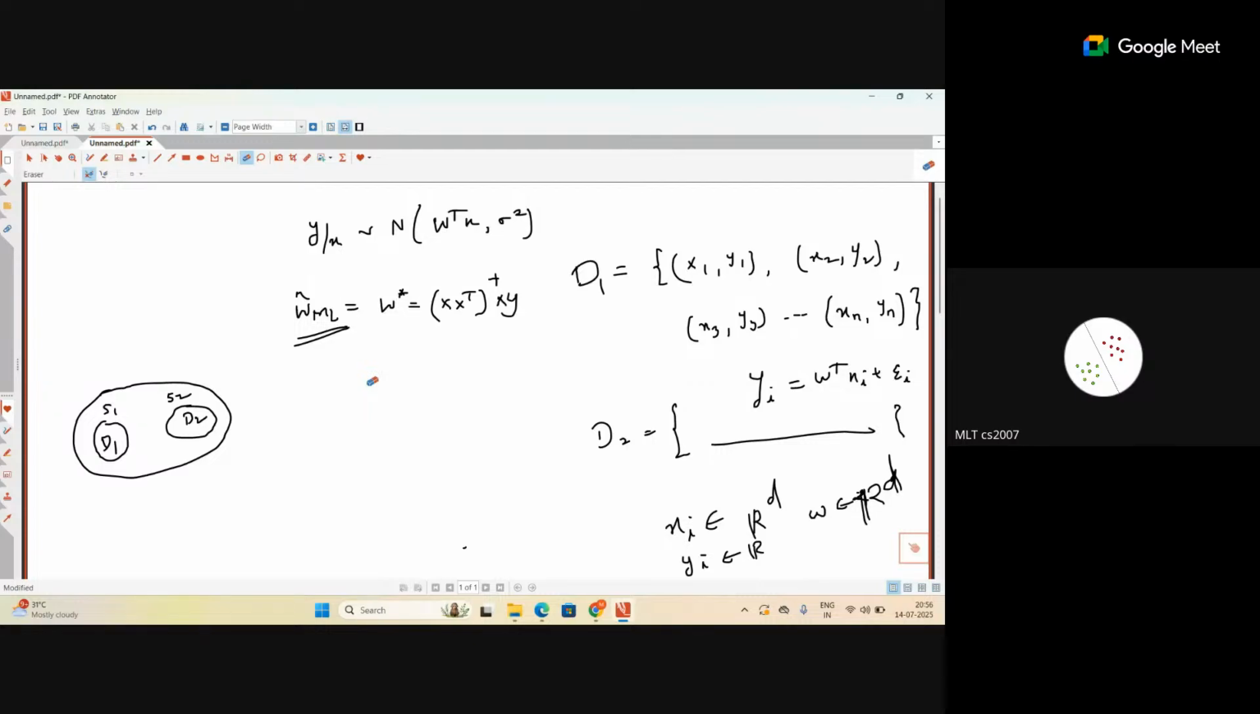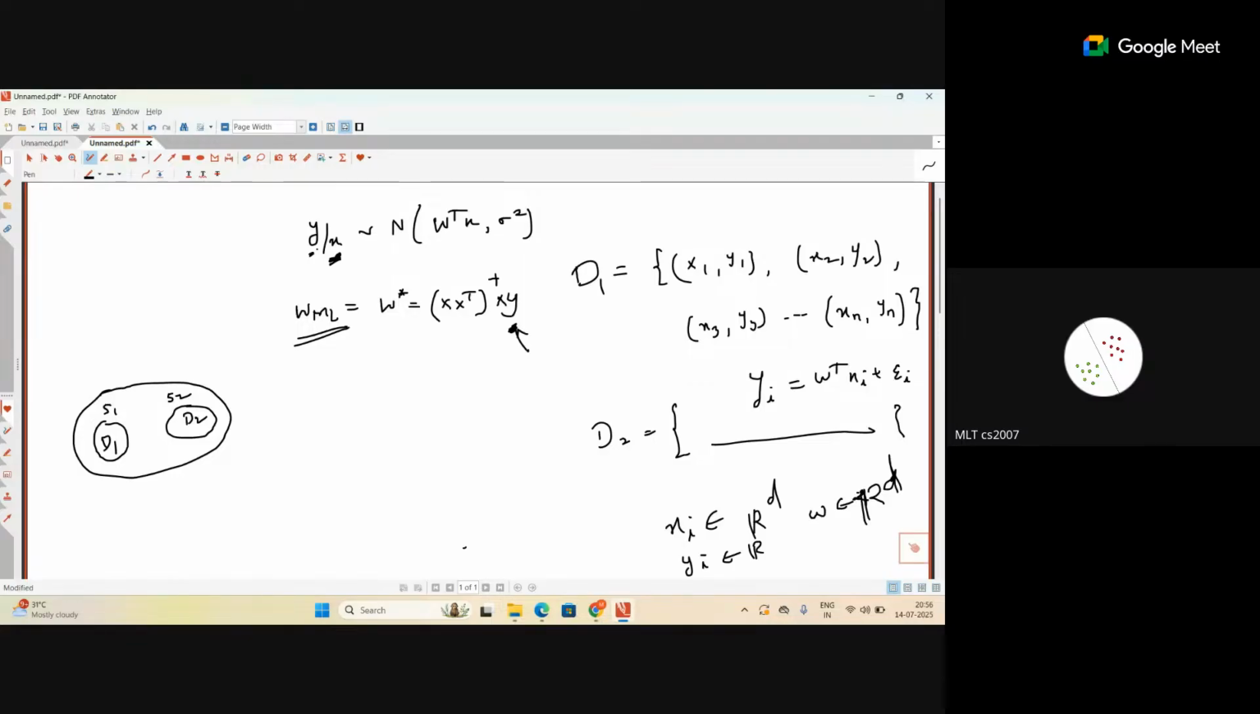Every time, w hat ML is a function of the data and the label, right? Here my label is a random variable, right? Why is it a random variable? Because given x, we are trying to find out the distribution of y, the label. And in this case it's a random variable.